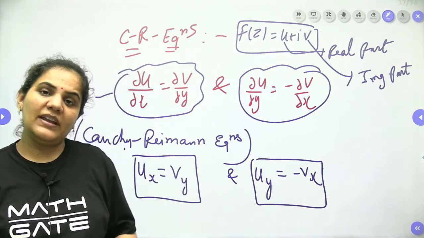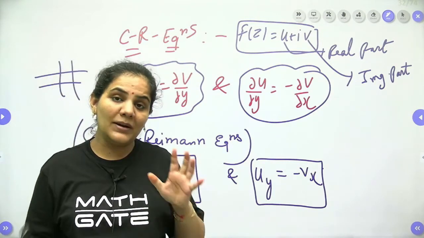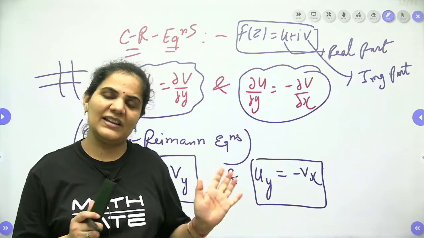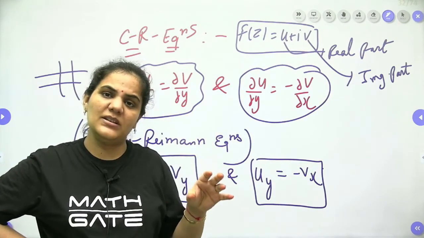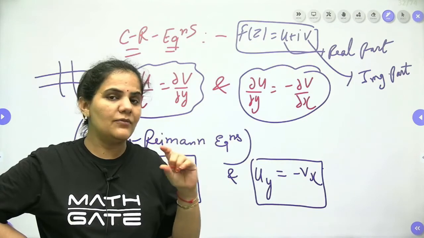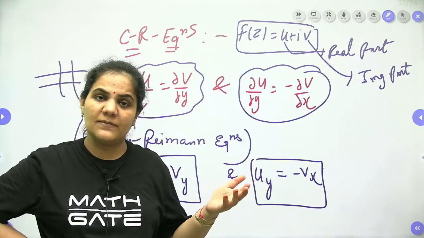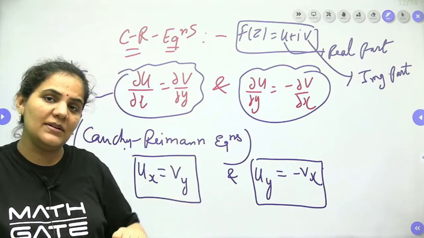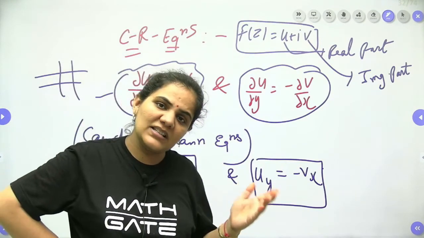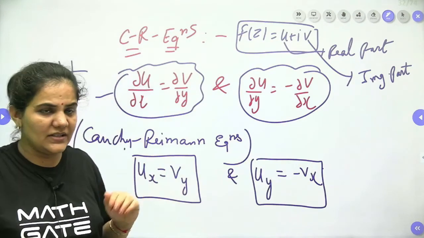But when we talk about the GATE examination, only one pattern of question can be framed from the analytical function, and that is: suppose you have a function f(z), that is your complex function. In that particular f(z), the real part is given and you have to find the imaginary part, or the imaginary part is given and you have to find the real part, right?